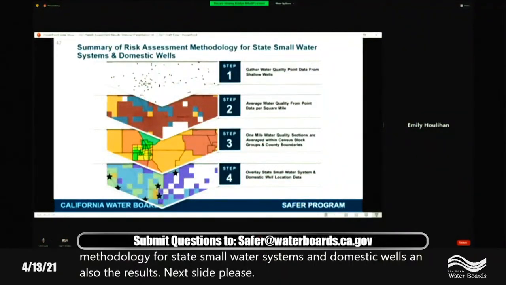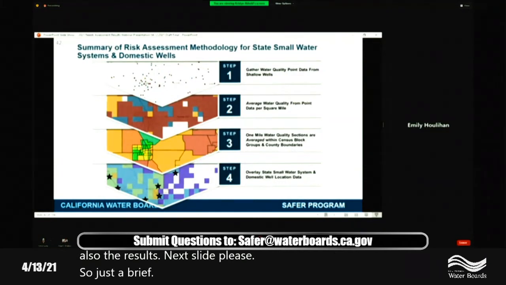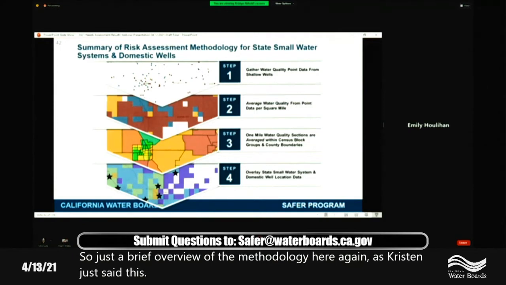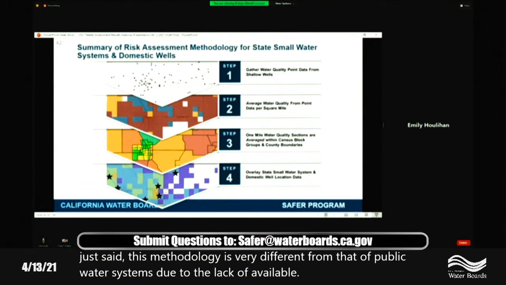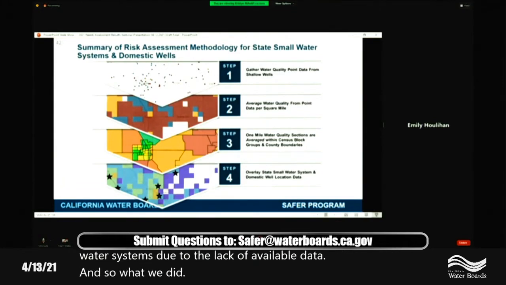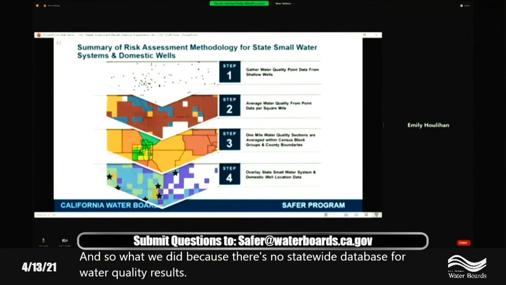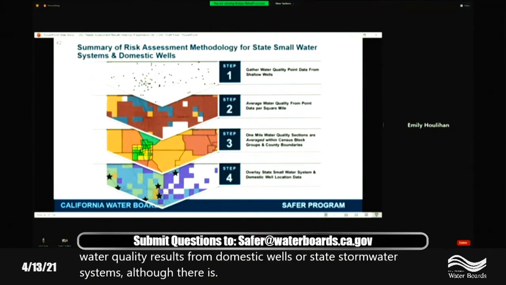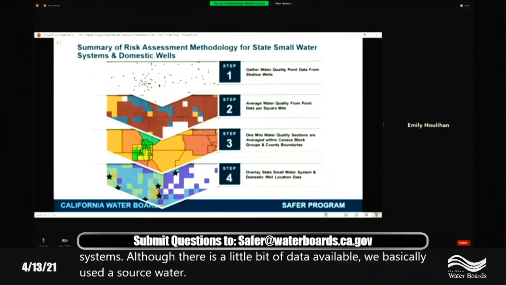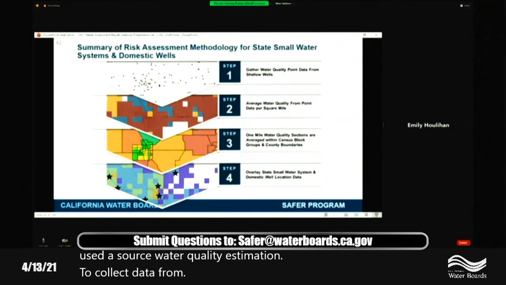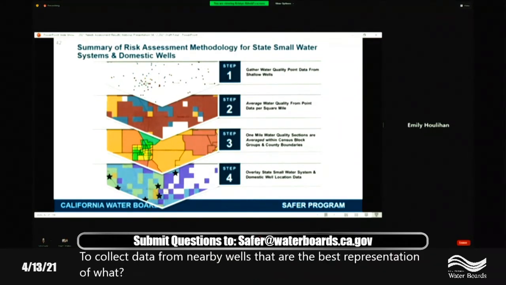So just a brief overview of the methodology here. Again, as Kristen just said, this methodology is very different from that of public water systems due to the lack of available data. Because there's no statewide database for water quality results from domestic wells or state small systems, although there is a little bit of data available, we basically used a source water quality estimation to collect data from nearby wells that are the best representation of water quality accessed by state small systems and domestic wells.